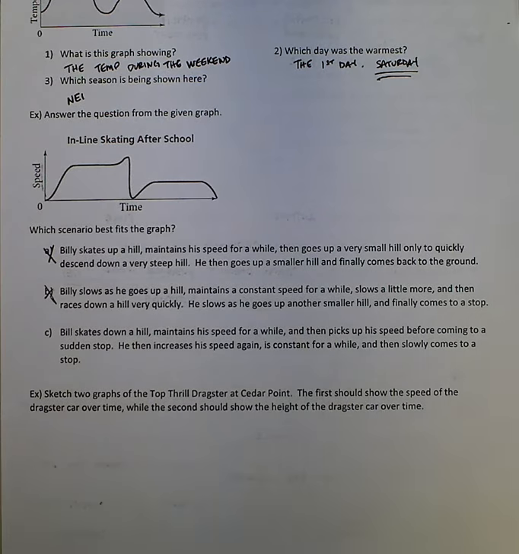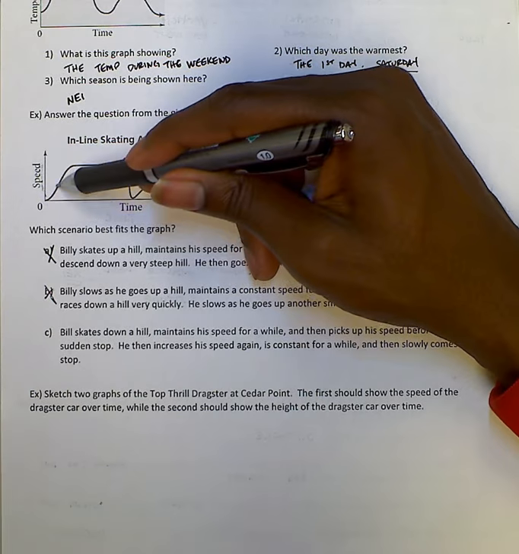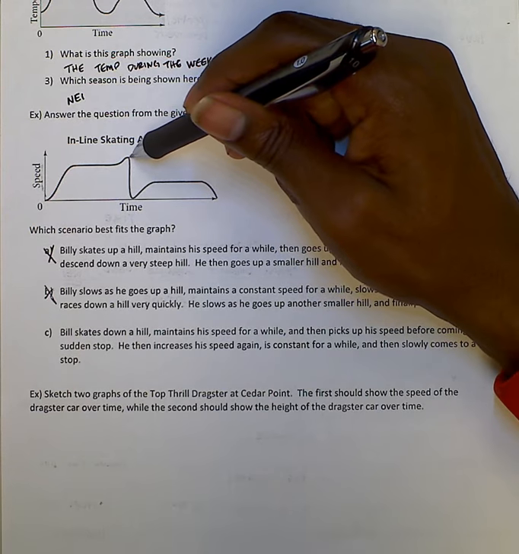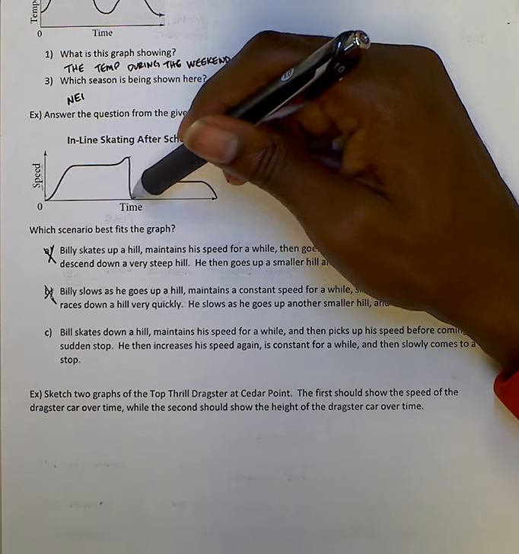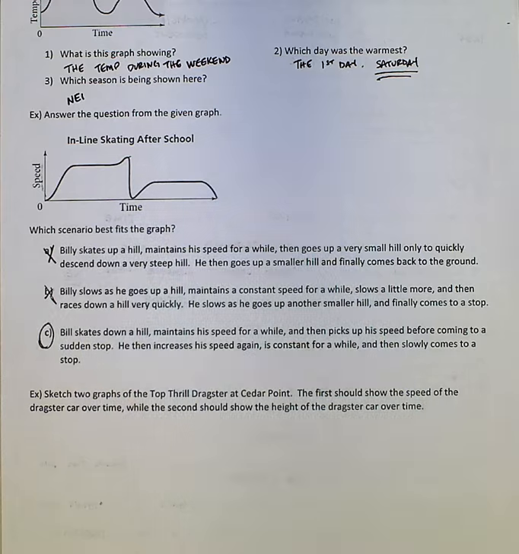Billy skates down a hill. Okay, so as he's skating down a hill, what's going to happen to his speed? It's going to increase. He maintains the speed for a while, then he picks up the speed before coming to a sudden stop. And he then increases the speed again for a constant while, and then slowly comes to a stop. That makes the most sense. Okay, by elimination and just by itself, it makes the most sense.